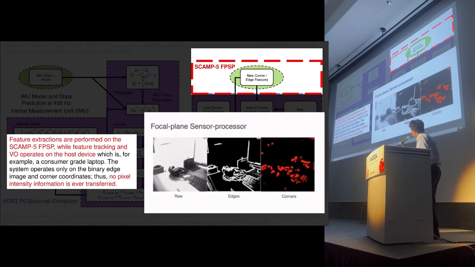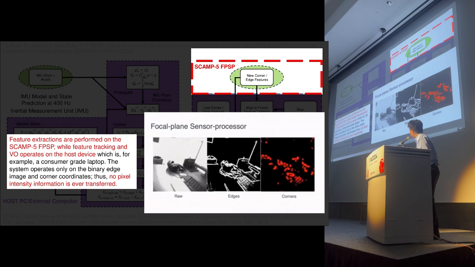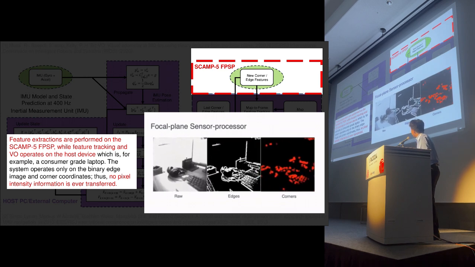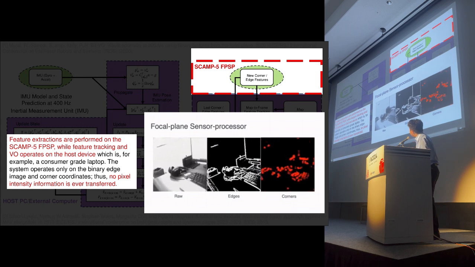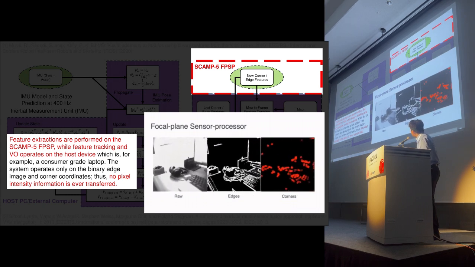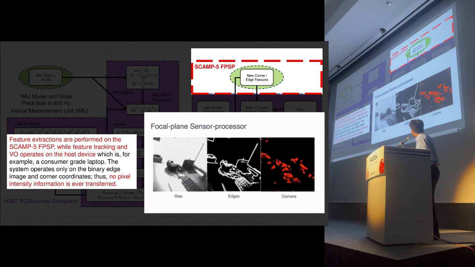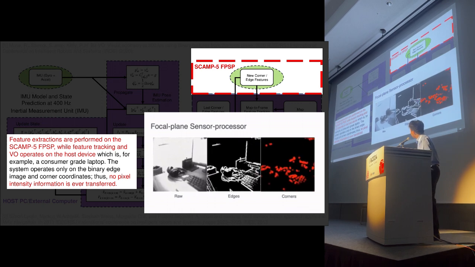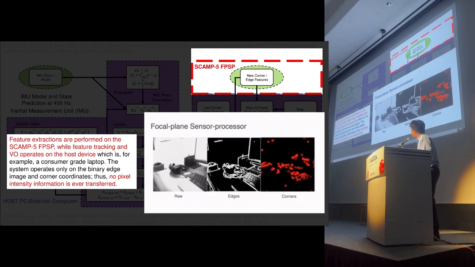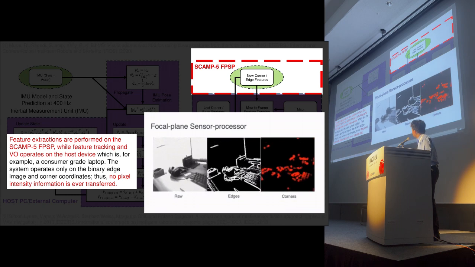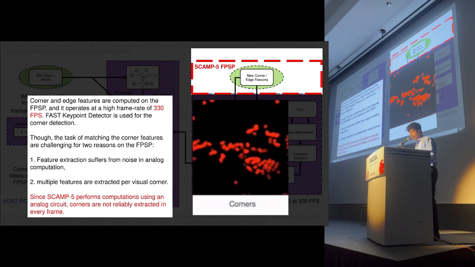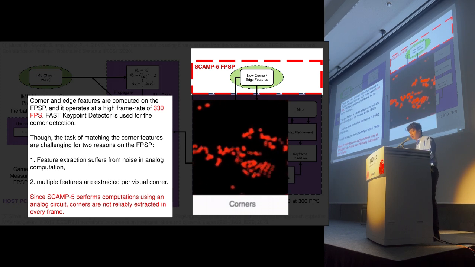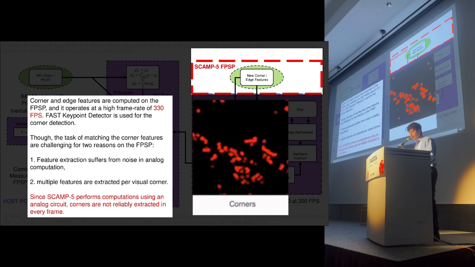With our SCAMP-5 FPSP, we take an image, compute the edges and corners, and alleviate the processing of our algorithm on the vision chip itself. You can see that we do some gradients and we do corner feature extraction here. Specifically, the corners computed on the FPSP operate at 330 FPS. But there are some challenges on the FPSP that we had to address.